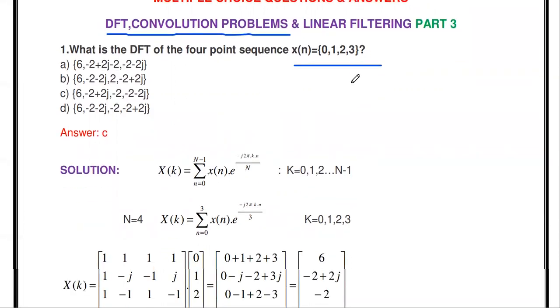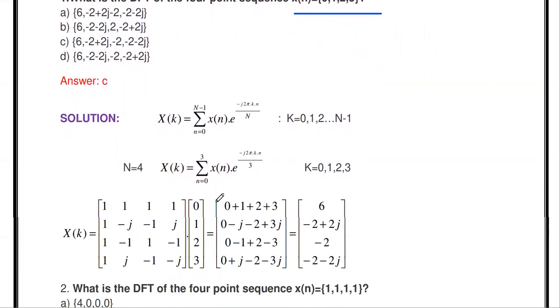This 4-point DFT problem we can calculate in an easy method, that is the twiddle factor method. So it is a 2-mark question. In the direct evaluation method, that is using the DFT formula, we can solve, but it is somewhat lengthy. But if it is a 4-point DFT, the same DFT answer we can achieve using the twiddle factor method. This twiddle factor matrix you have to memorize.